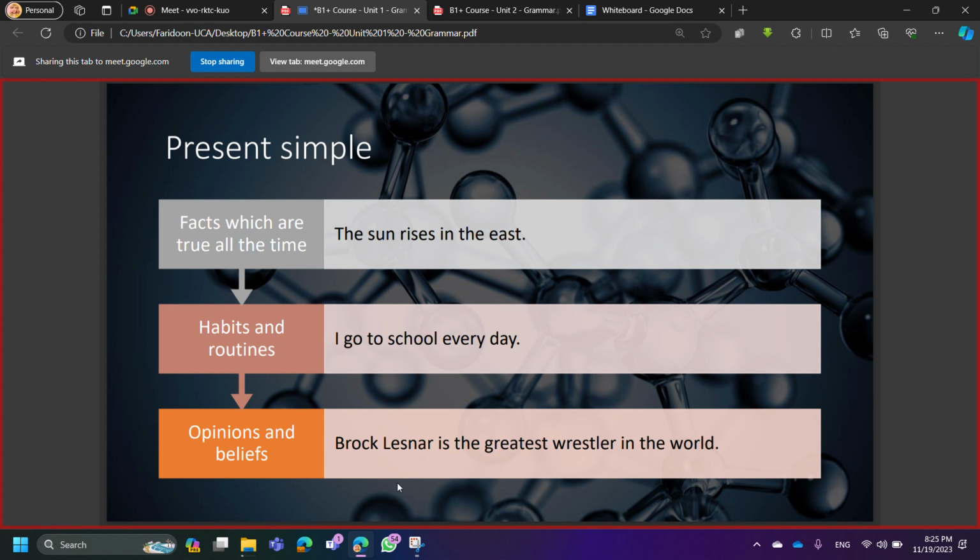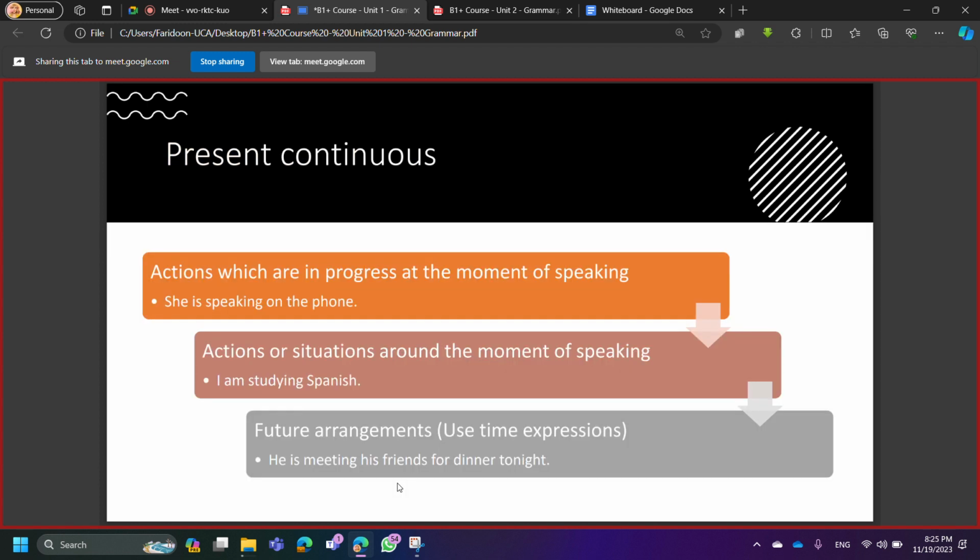Okay. But what about present continuous? Now, present continuous also has three uses in here. The first one is it can talk about actions which are in progress at the moment of speaking. So, right now, exactly right now. For instance, she's speaking on the phone. It can also talk about actions or situations around the moment of speaking, meaning that if it's not happening exactly right now, it's at least happening around it.